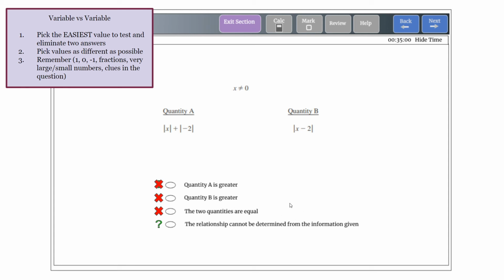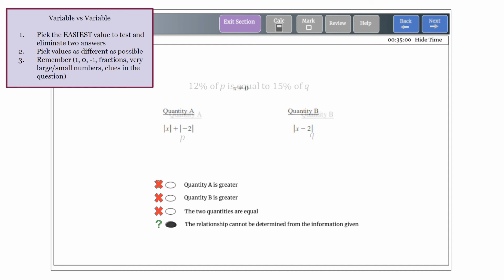And so what that means, again, another mistake I see people make is they just settle on whatever the most recent answer they've come up with. It doesn't mean that the quantities are equal. It means that the relationship cannot be determined, right? Because if sometimes quantity A is greater and at other times they're equal, the only answer that makes sense is this last one.